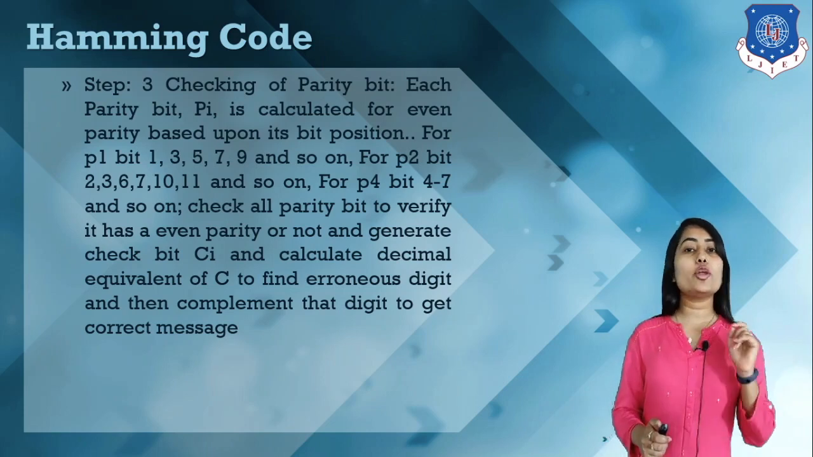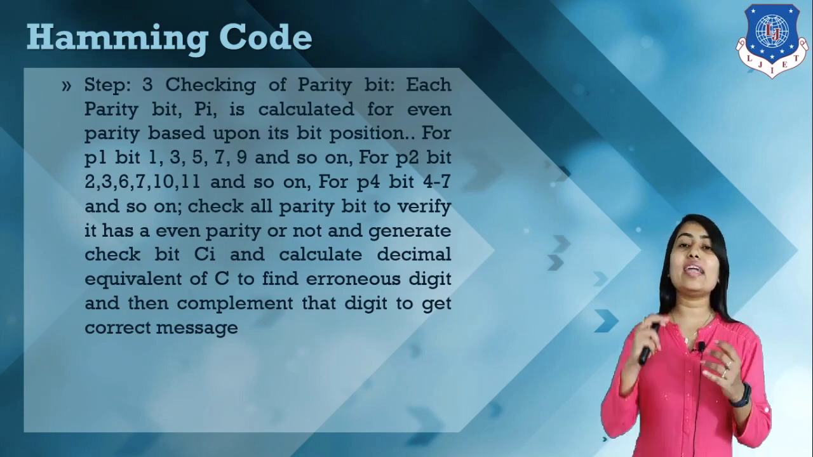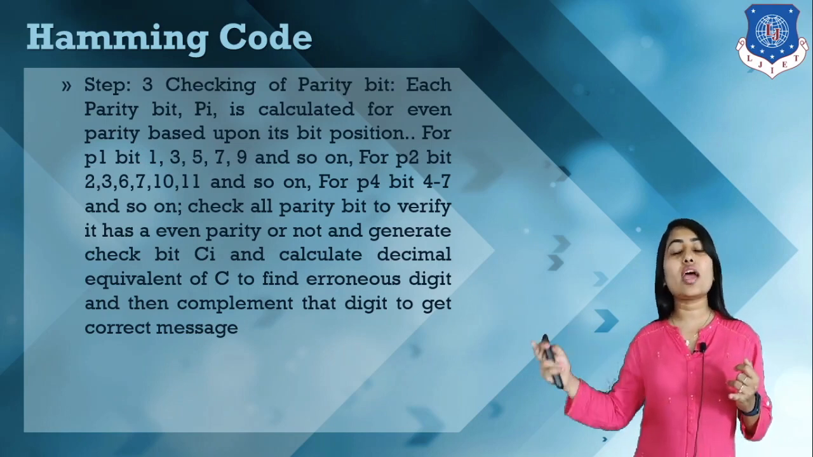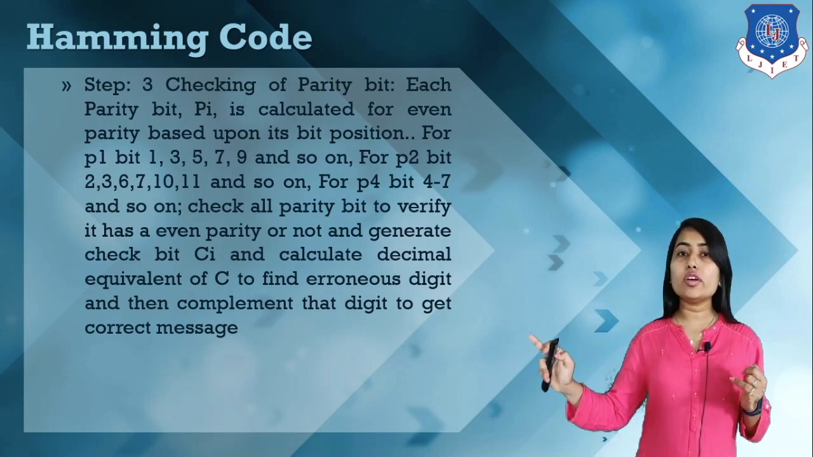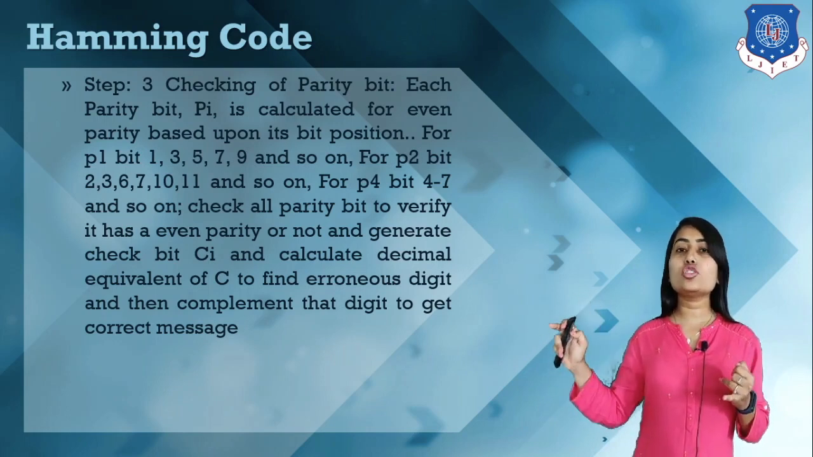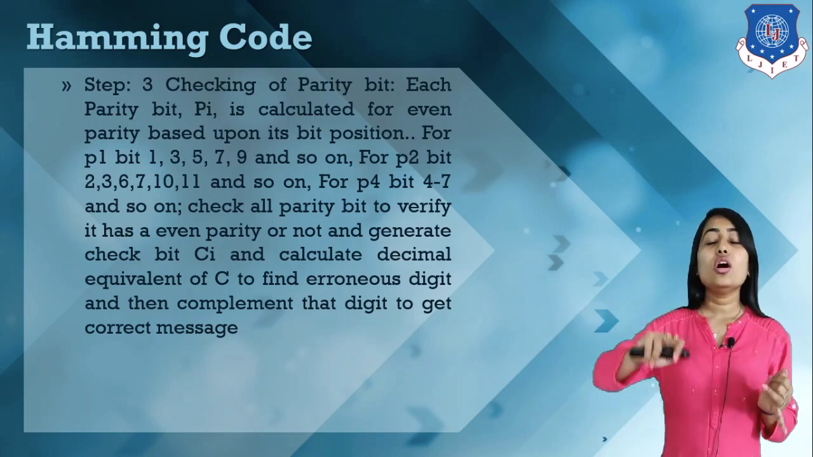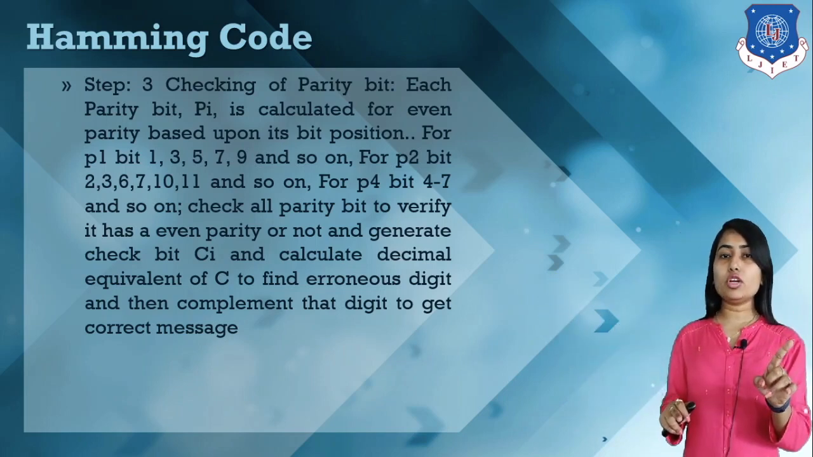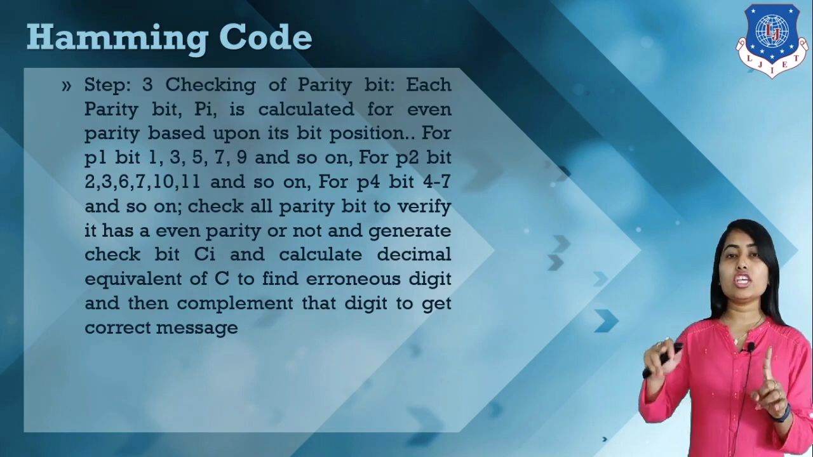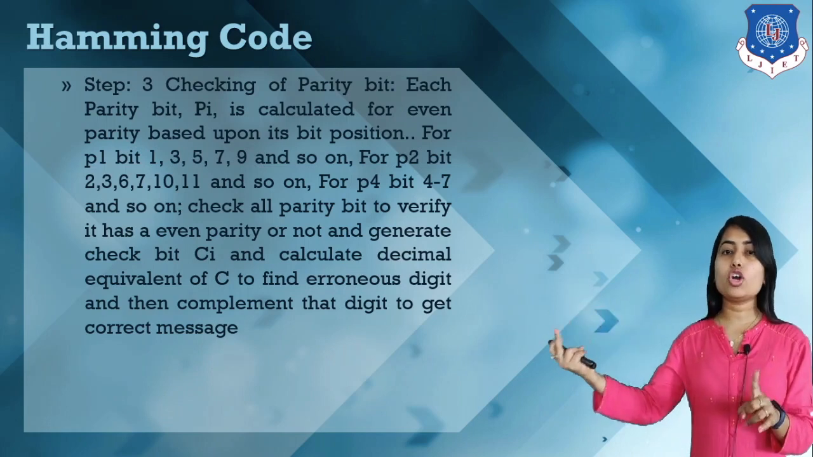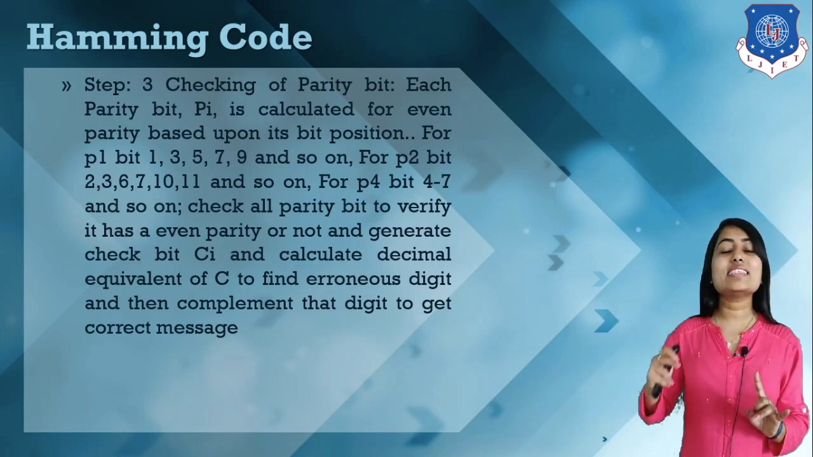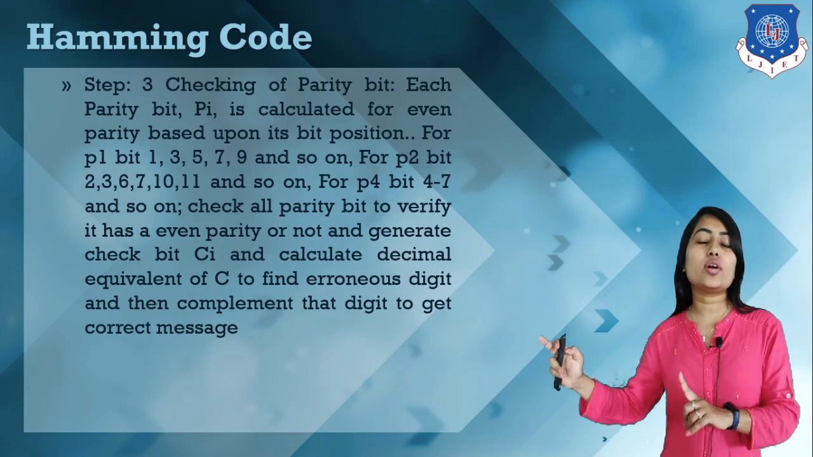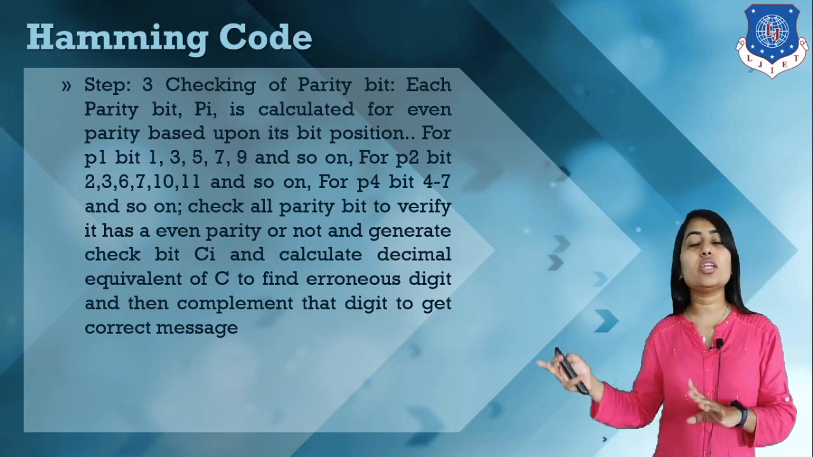For P1 it is necessary that the 1, 3, 5, 7, 9 locations have even parity. If there is no even parity, then we have an error. So we make the check bit equal to 1 for the respective parity bit. If at the P1 location we have no even parity, C1 is equal to 1 because we have an error. This C is a check bit. Whenever an error occurs, this check bit is equal to 1. If there is no error, then this check bit is equal to 0.